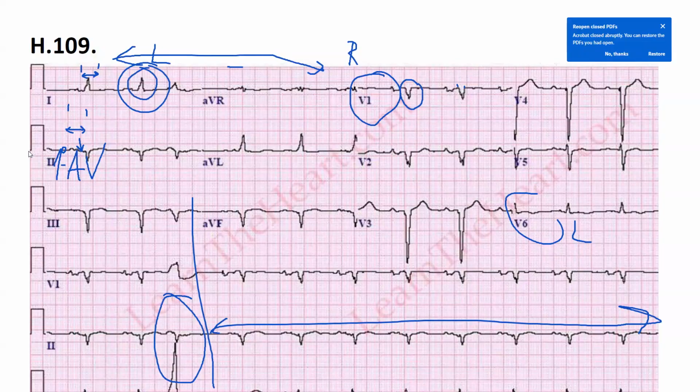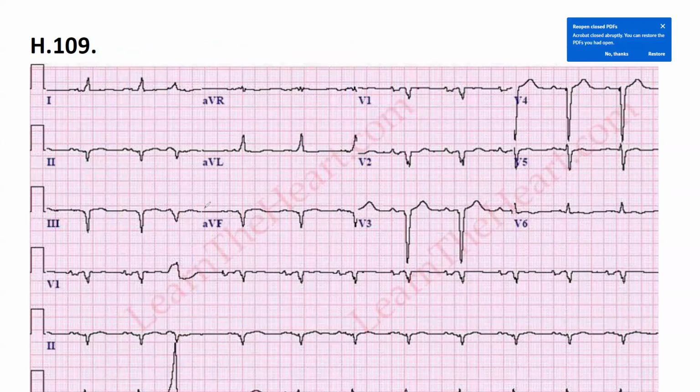Now, what kind of bundle branch block do we have? Anybody can help him. Left. That's a left bundle branch block. Okay, great.